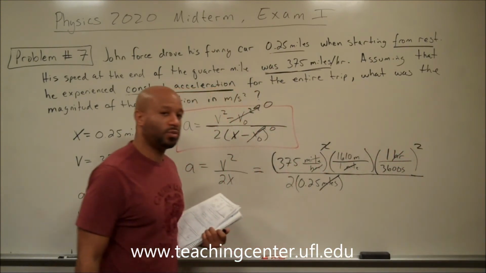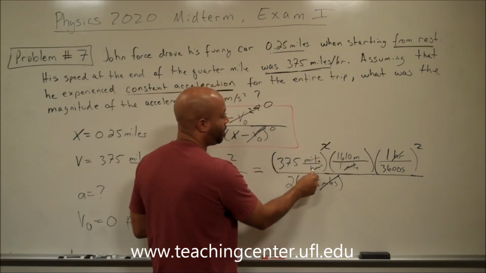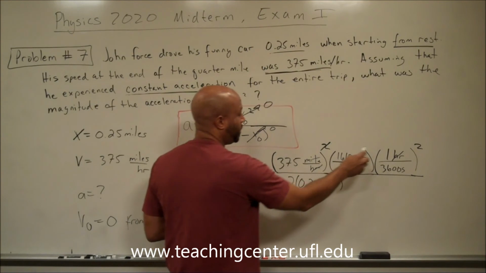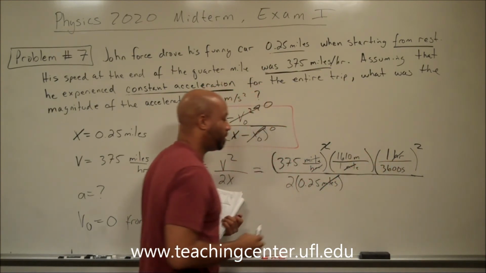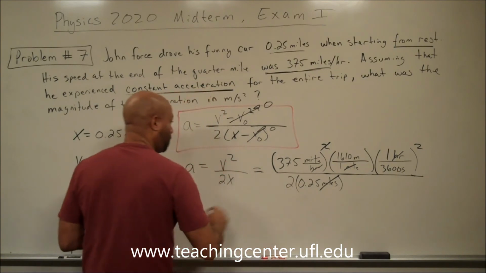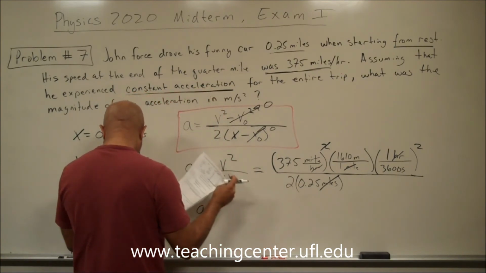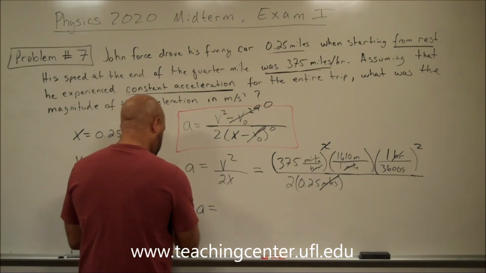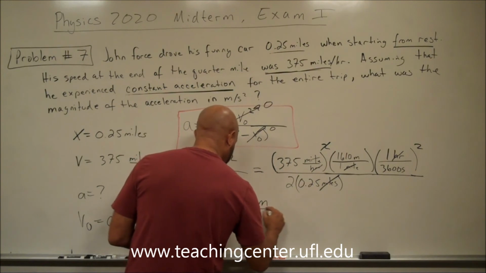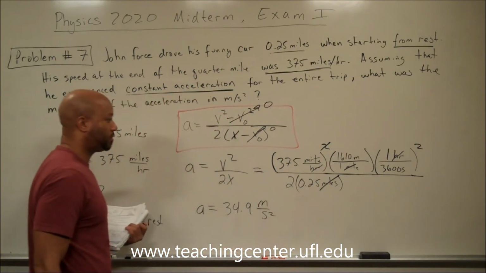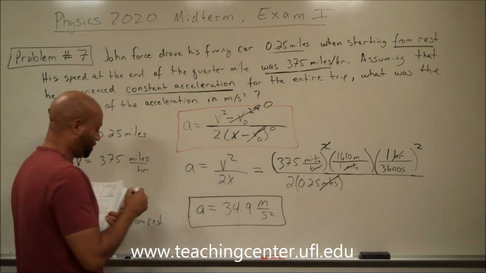And the reason why we need to square this term is, remember, we had a squared here, so that means we're going to have an hour squared here. So we need to get rid of an hour squared, and we need a second squared, so we want to square that term. And so whenever we work this out, we get 34.9 meters per second squared, which is the answer.